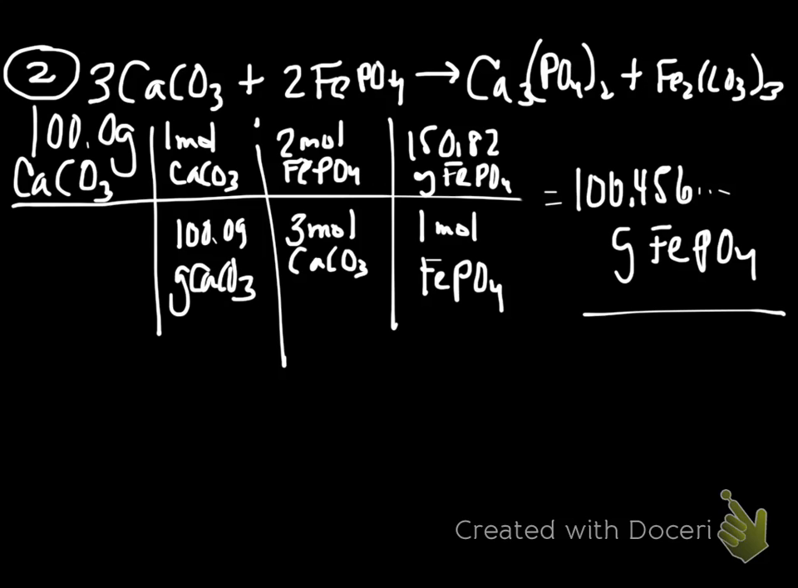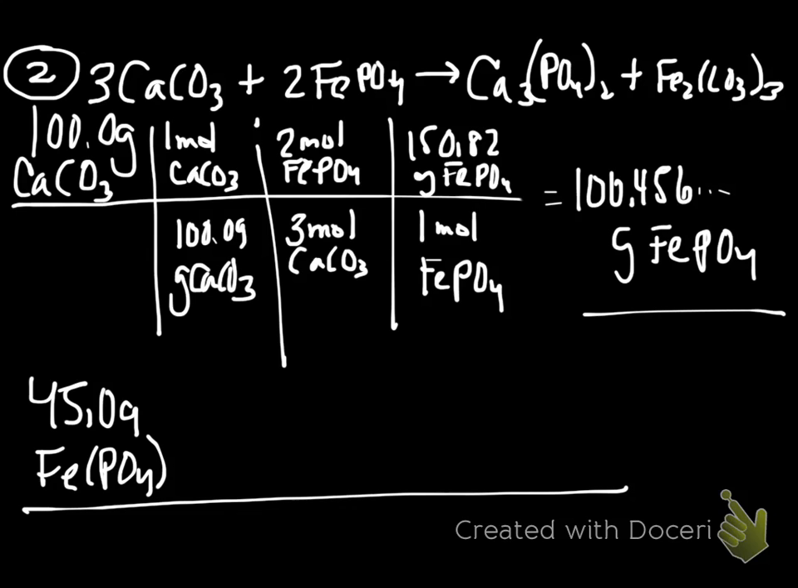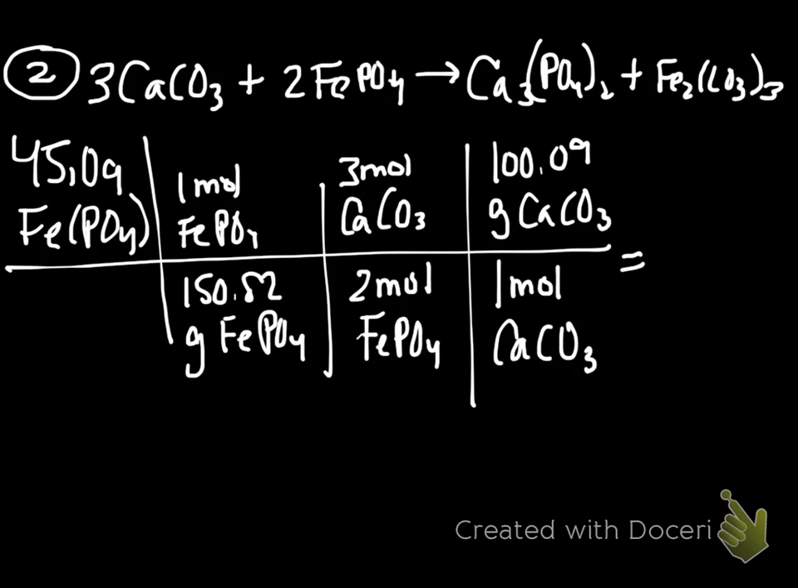So once we know what our limiting is, we start a factor label with our limiting. So we're going to take the amount that we were given of our limiting, which is 45.0 grams of iron 3 phosphate, and we're going to set up a factor label that's pretty much just like what we did, except we're now going from iron phosphate to calcium carbonate to see how much calcium carbonate we can react with the amount of iron 3 phosphate we've got. So that's going to look like this, and from that we get 44.79, etc. grams of calcium carbonate.